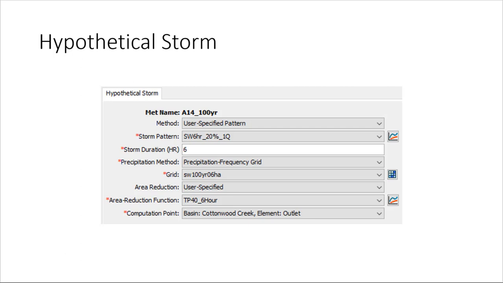Finally, the hypothetical storm method offers the user a lot of control, so there are many settings to be specified for it to run. This instance of the hypothetical storm requires the user to specify a dimensionless storm temporal pattern, a storm duration, a precipitation frequency grid to pull depth information from, an area reduction method, an area reduction function, and a computation point to compute the storm area for. Of the hypothetical or synthetic storm methods, this is the most flexible and applicable one. Unless you have specific project needs that require one of the other methods, it is recommended to use this method.